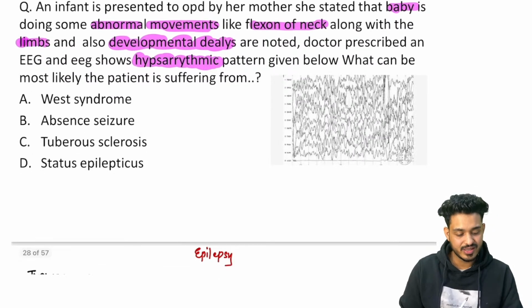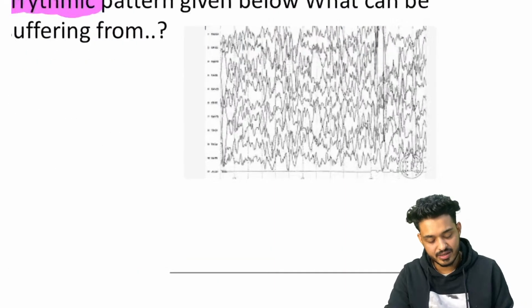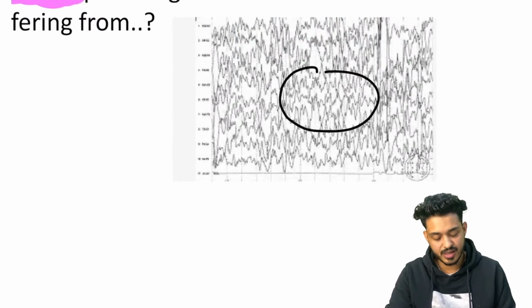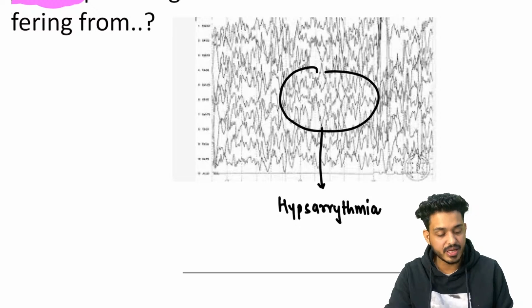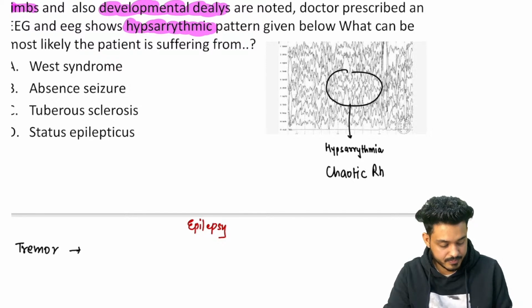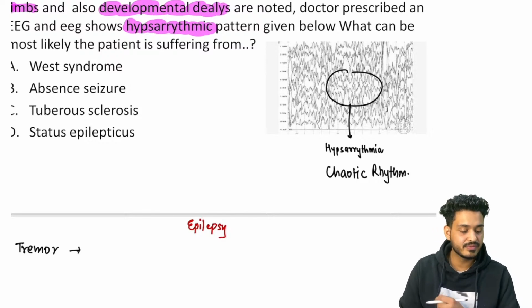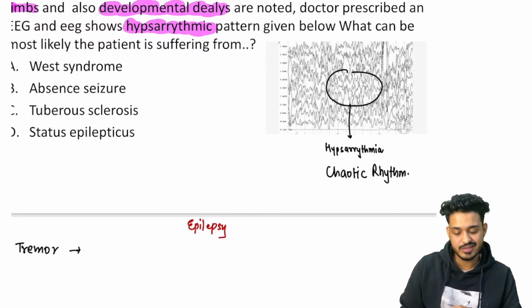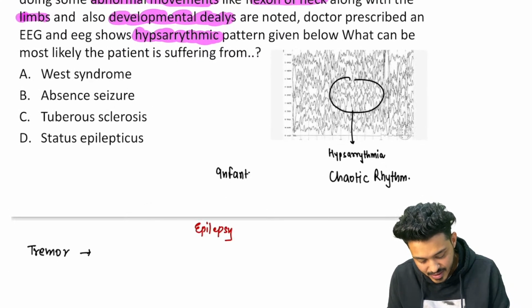What does this patient is suffering from? What kind of EEG pattern can you appreciate over here? This type of pattern जहाँ पर ऐसे बहुत सारा उल्टा सीधा कुछ बन रहा है. Okay, this is known as hypsarrhythmia. Hypsarrhythmia, also known as chaotic rhythm. This is hypsarrhythmia, chaotic rhythm, seen in the cases of infantile spasm. Infantile, West, both are different thing, right? So this is seen in the cases of infantile spasm.